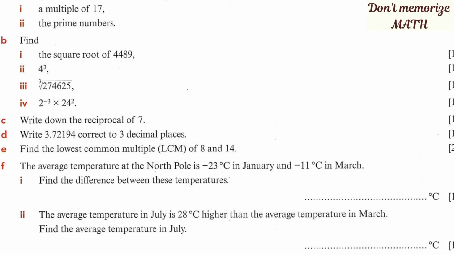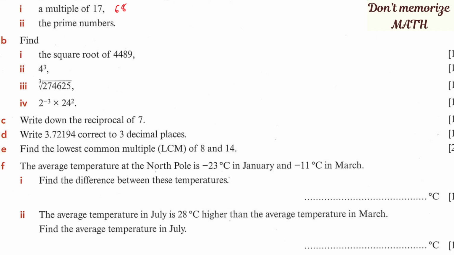Let's see question number 1. Find the multiple of 17. So for a multiple of 17, if you have a calculator, it is easy. Otherwise, just multiply and find out. 17 times 2 is 34. 17 times 3 you will get 51. 17 times 4 is 68. So here we need from 60 to 75. So the answer is 68.